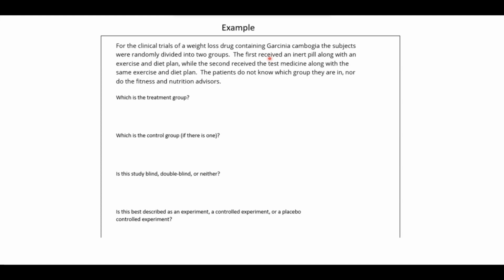All right, so the treatment group is the one that's actually receiving the medicine. So the test medicine group. My pen is not working too well. There we go. The control group, if there is one, and in this case there is one, is the one that's getting the inert pill. So the inert pill group.